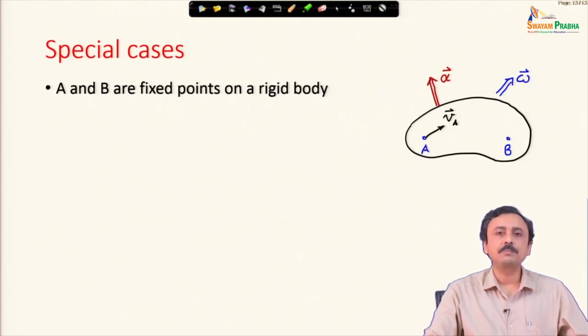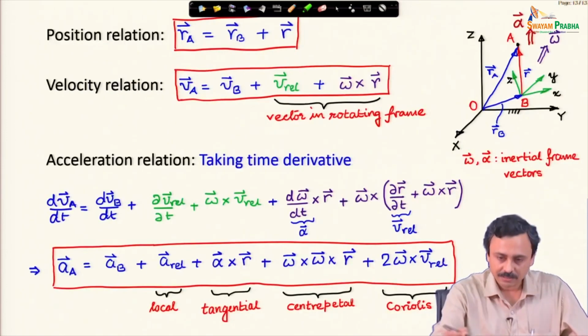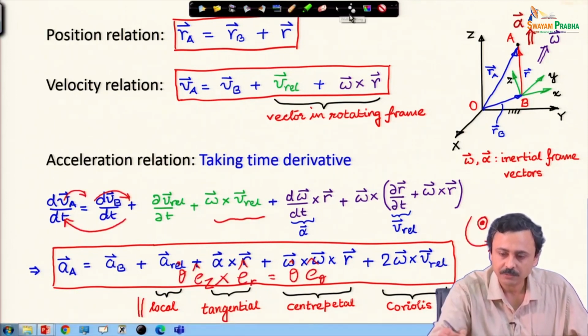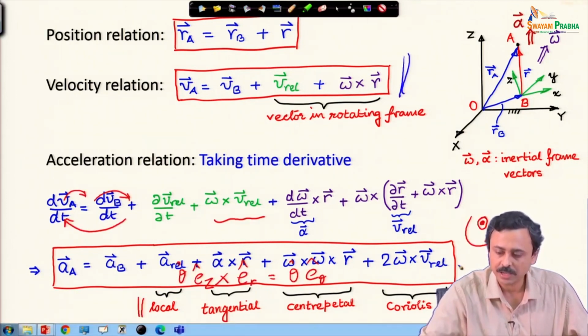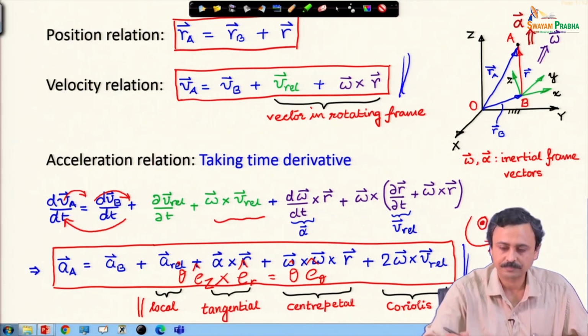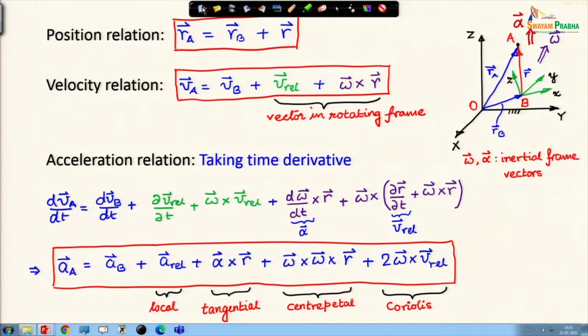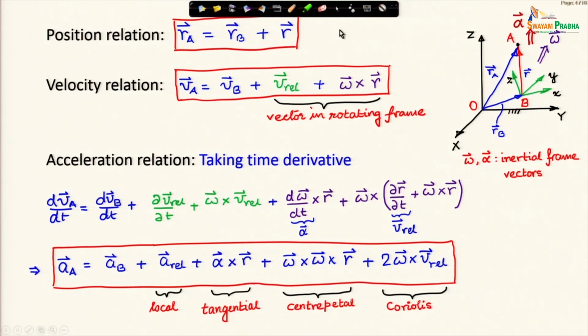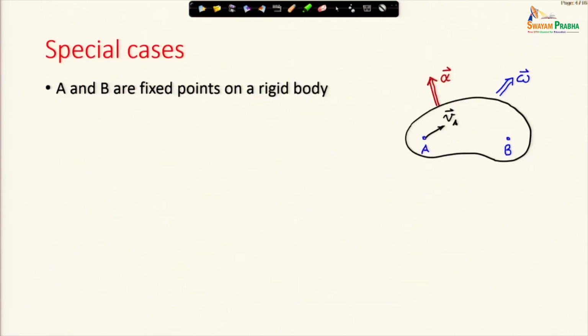Now, let us look at some special cases of these general formulae that we have derived. Suppose A and B are 2 points fixed on a rigid body. What happens to these general expressions? Remember, these are our general expressions. This is the velocity relation and this is the acceleration relation. Now, let us specialize to certain situations.